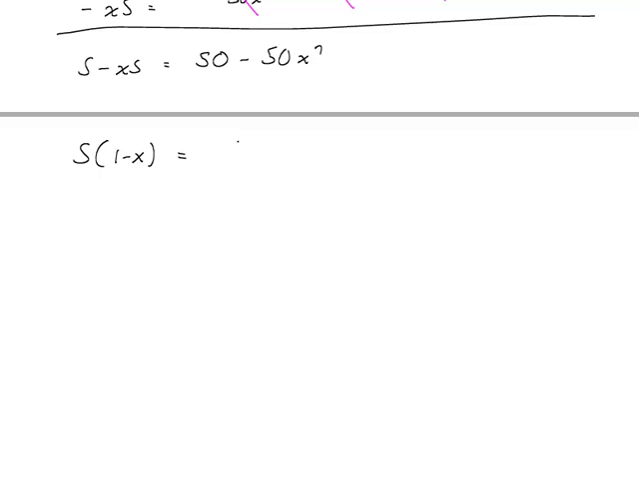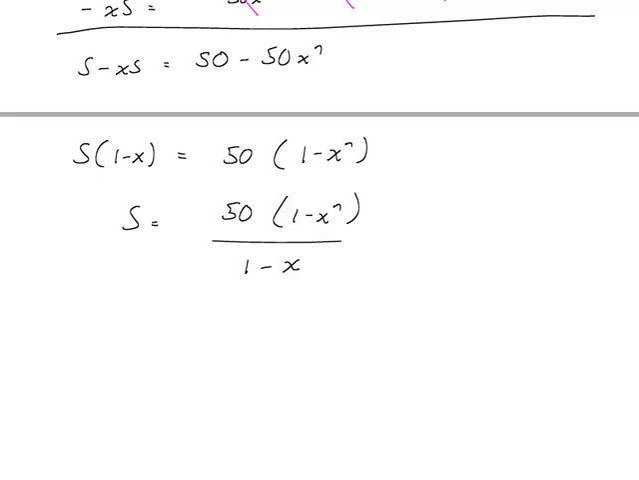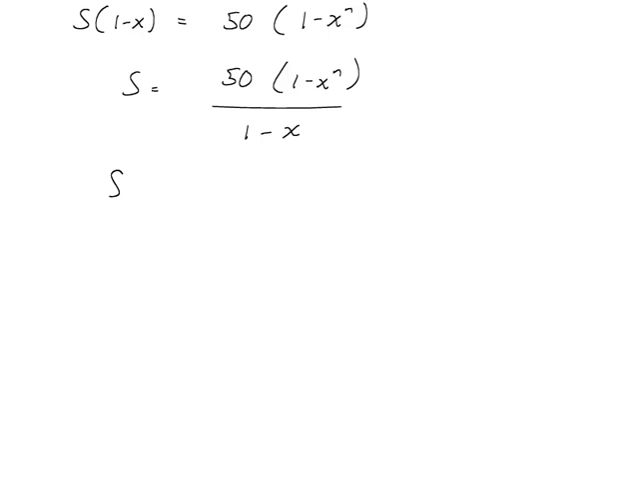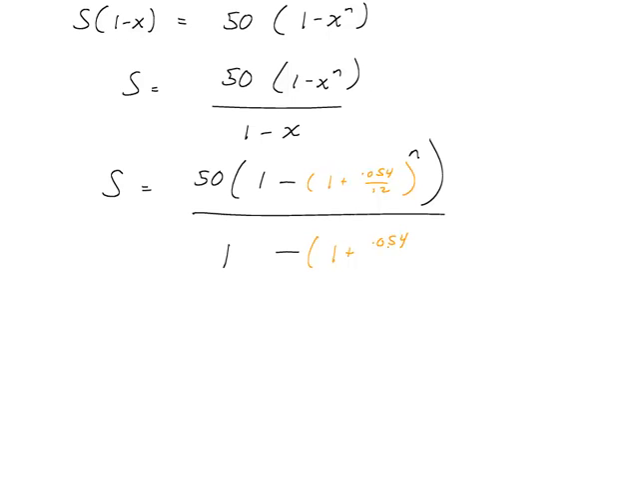Well, I'm going to factor and rewrite this as 50 times 1 minus x to the n. S is going to be 50 times 1 minus x to the n all over 1 minus x. And now I'm going to do a resubstitution of what x equals, because remember here what we're saying is x is 1 plus 0.054 over 12. And so my sum becomes 50 times 1 minus, and remember our substitution, 1 plus 0.054 over 12 to the nth power, all over 1 minus x. So 1 minus, again, 1 plus 0.054 over 12.